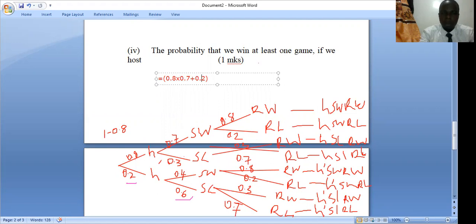Win at least one game. So we can also win all of them. So we can also go in that direction, because I don't want to take a lot of time doing that. It will take a lot of time for me doing all that. Because at least one means you can win all of them. We host, we win all of them, like 0.8 times 0.3 times 0.7. So at least one means that we must win all of the games there.